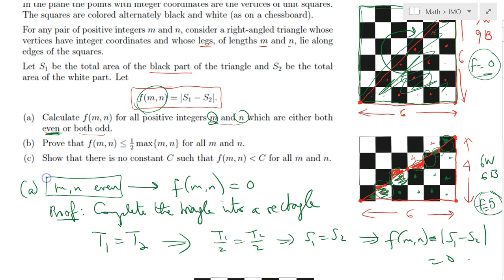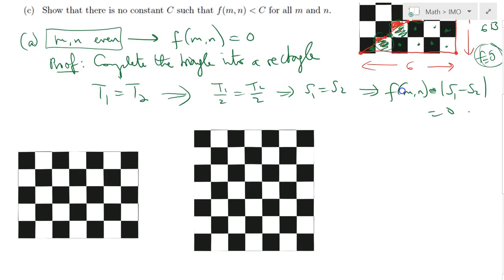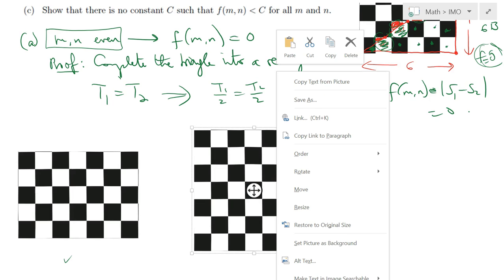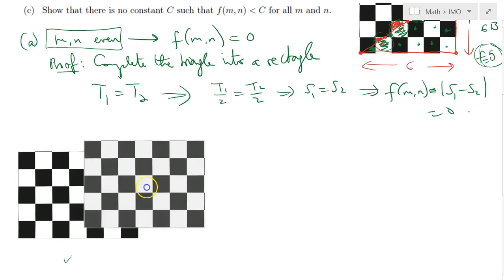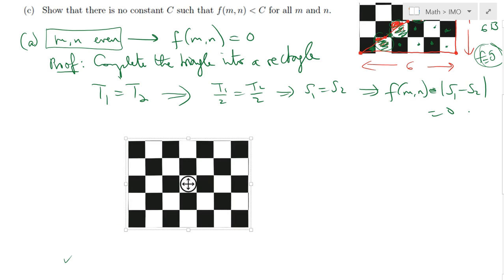This is the first case. Now we have another case. What if m and n are both odd? Now I have two more pictures for that. Yes, I'm prepared. So let's start with one of them. Actually, this one is more generic, so I don't want to waste my time on this. So let's just delete this one. Okay, so let's just focus on this picture.